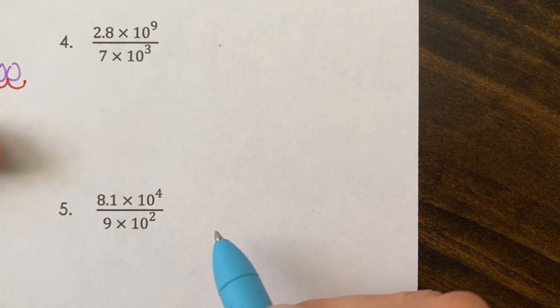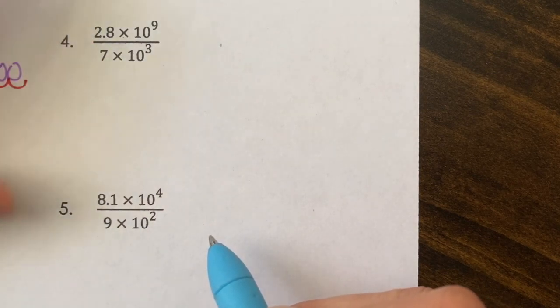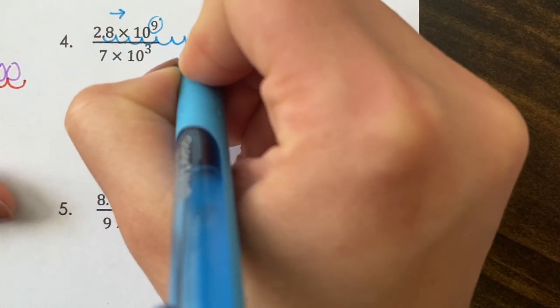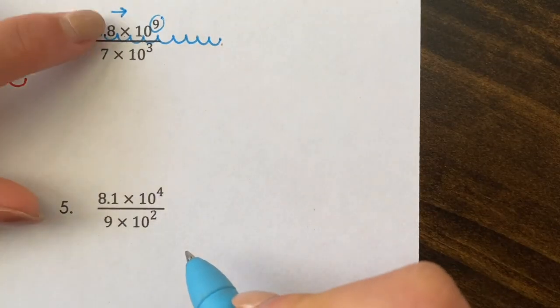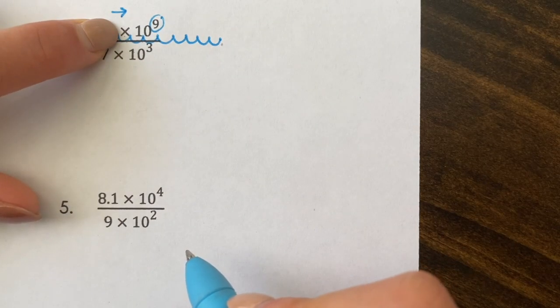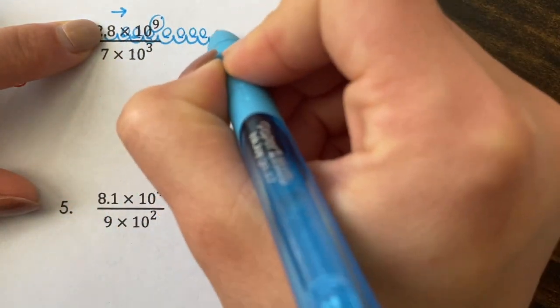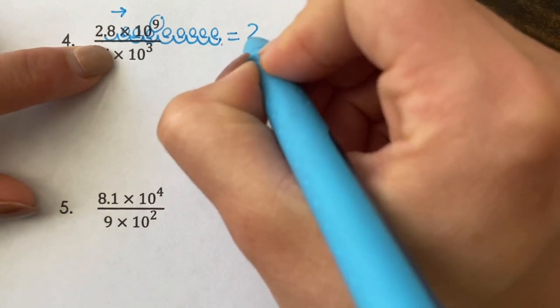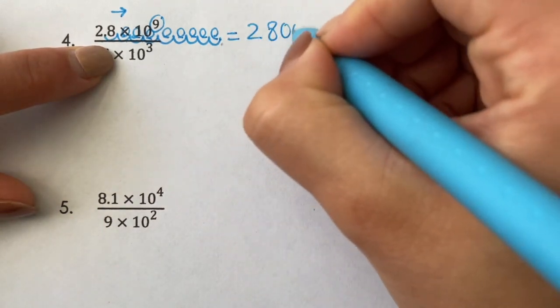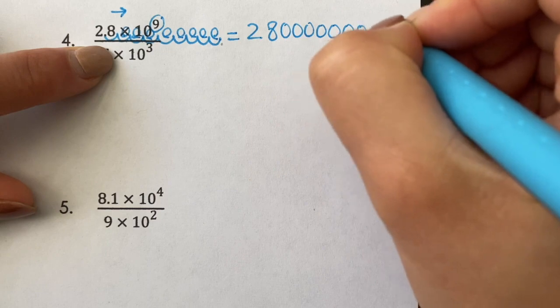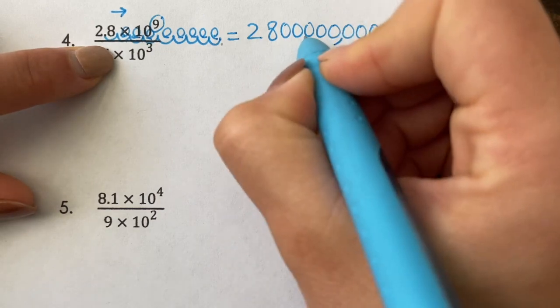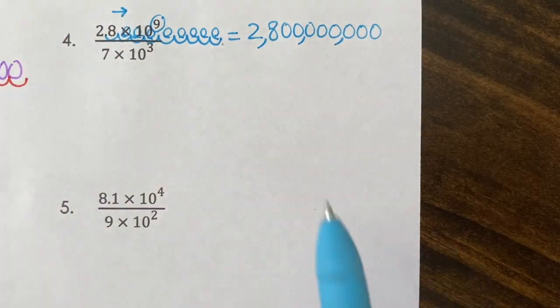All right, so first things first, we have to convert them to standard form. So that means we're going to move the decimal 9 right. So 1, 2, 3, 4, 5, 6, 7, 8, 9. It's going to be a large number. 8 is taking up one of those places. That means we're going to have 8 blanks. So 1, 2, 3, 4, 5, 6, 7, 8 zeros. So 2, 8, and 8 zeros. Put your commas so we can know what we're dealing with here.